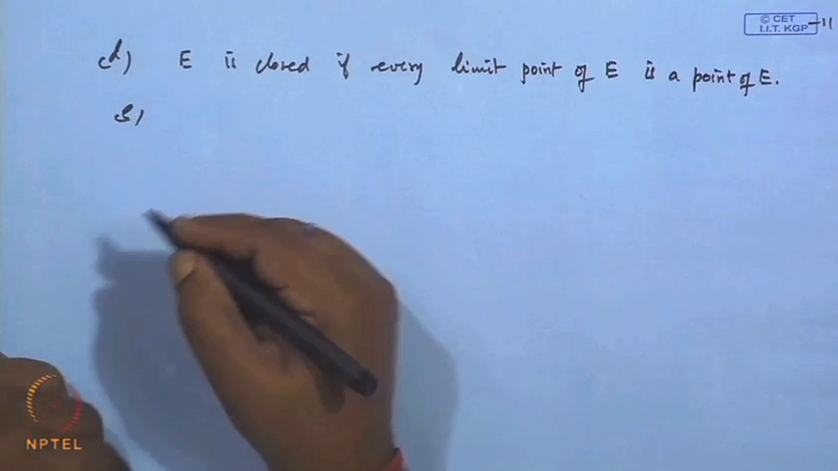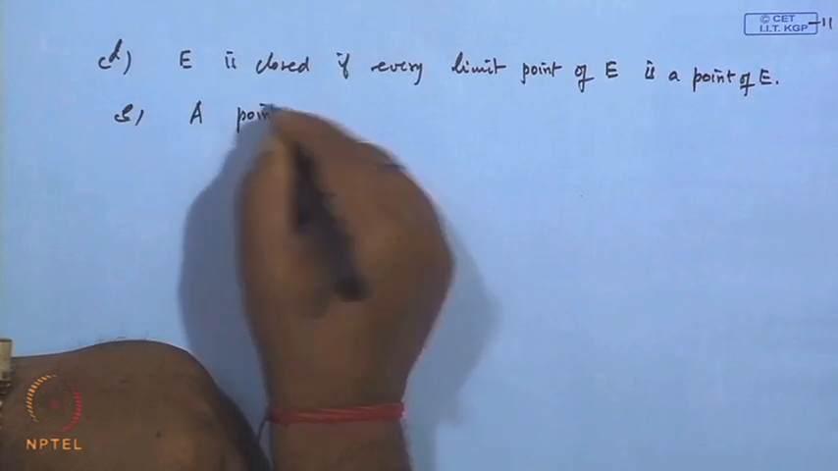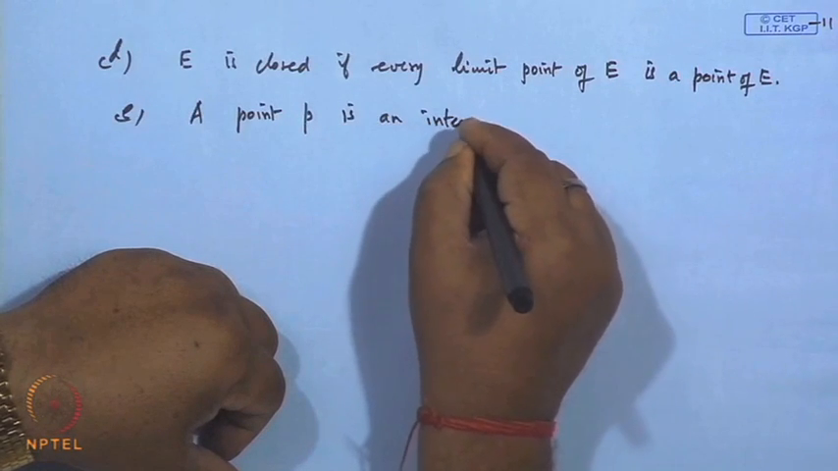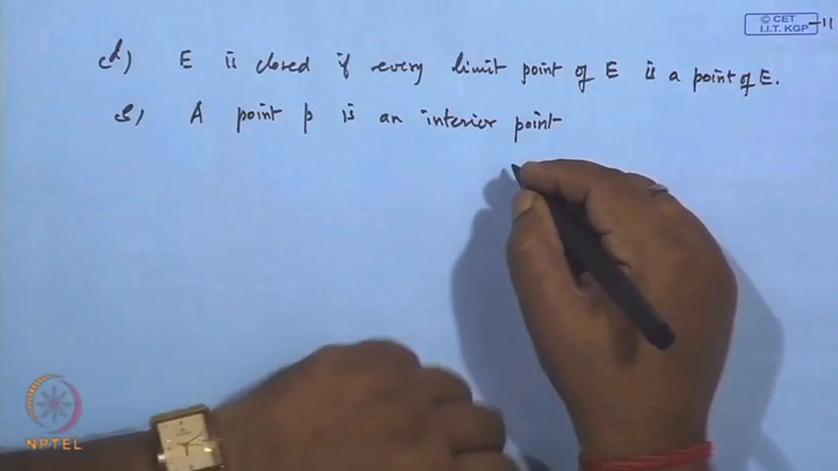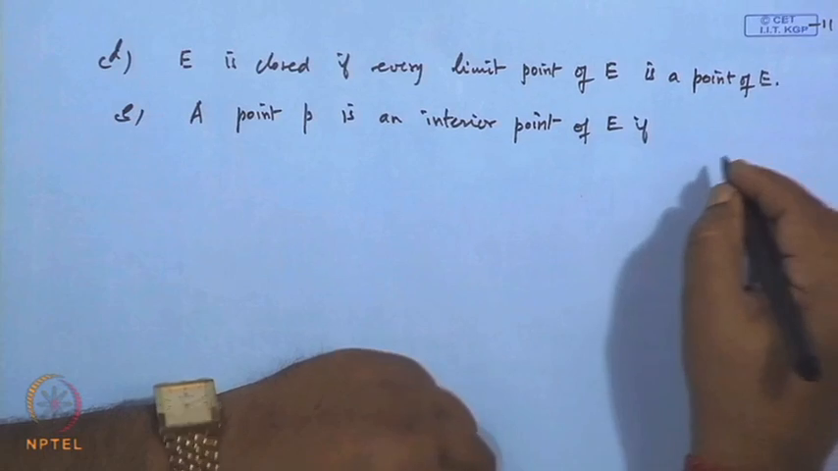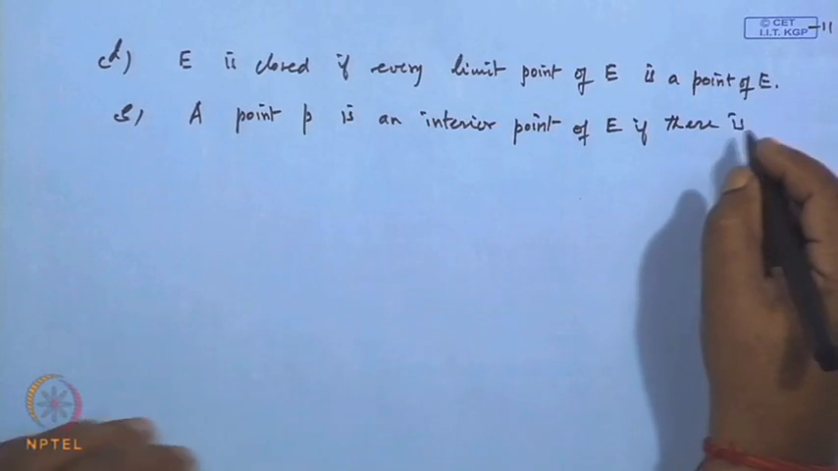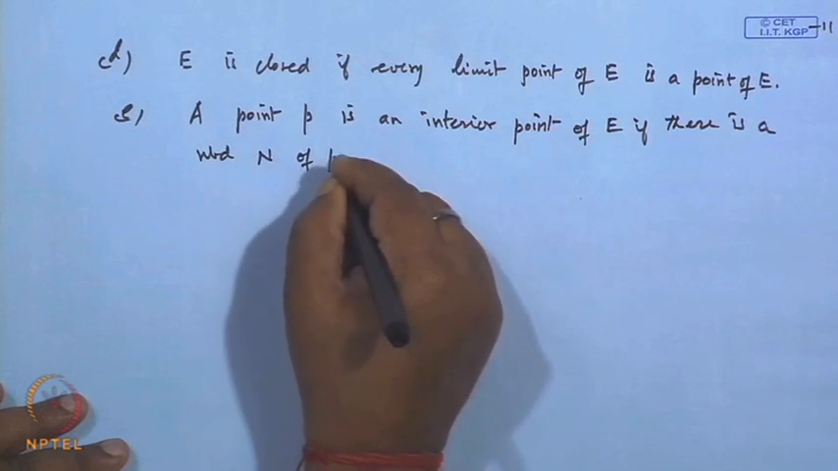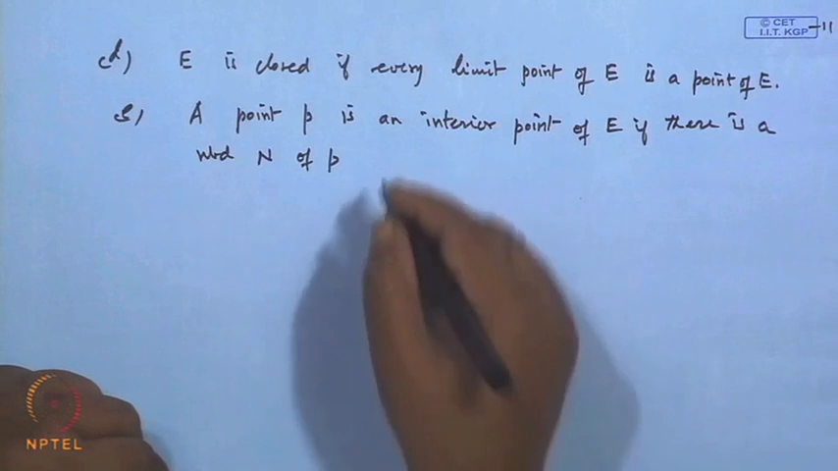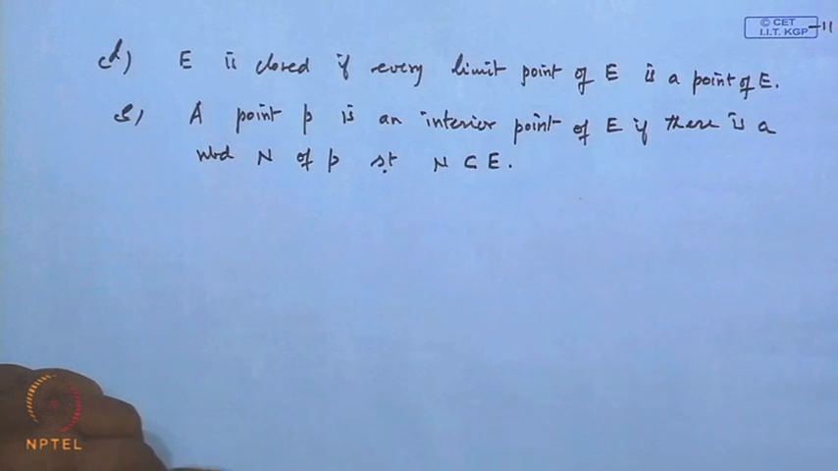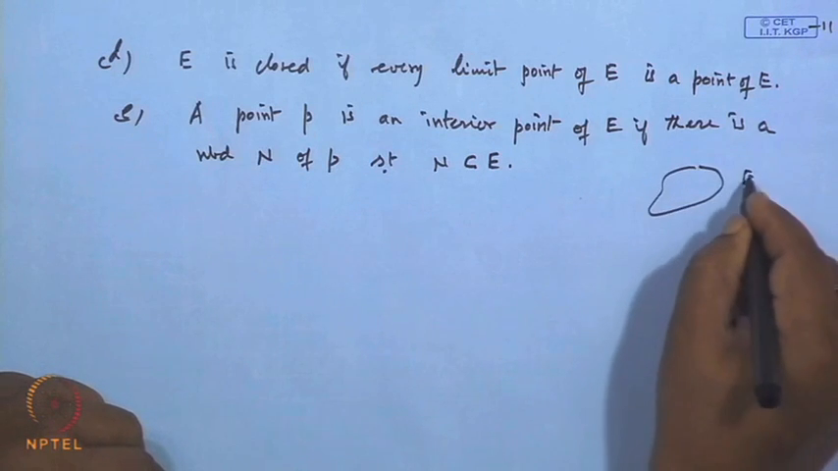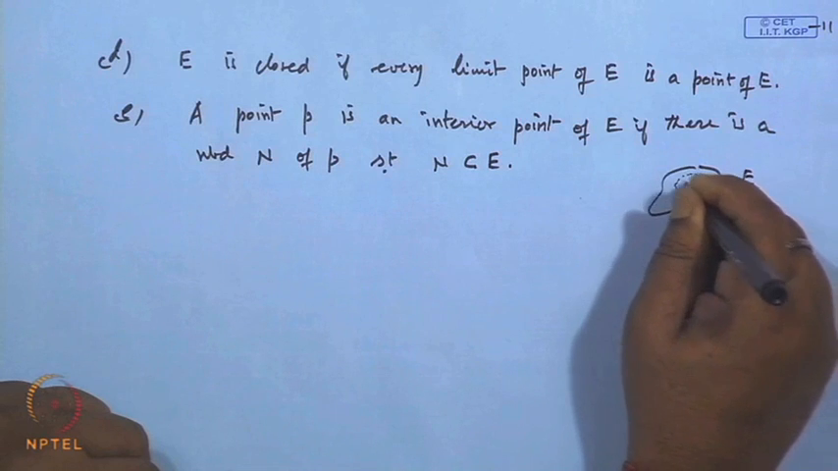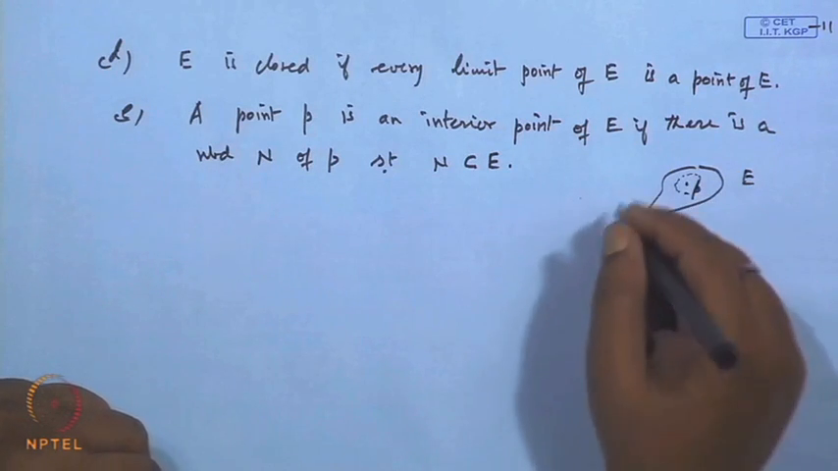Then a point P is an interior point of E if there is a neighborhood N of P with a suitable radius such that this neighborhood is totally contained in E. So, this is our set E. We say this point P is an interior point if there exists a neighborhood around the point P which lies totally inside E. Such a point P is called an interior point.